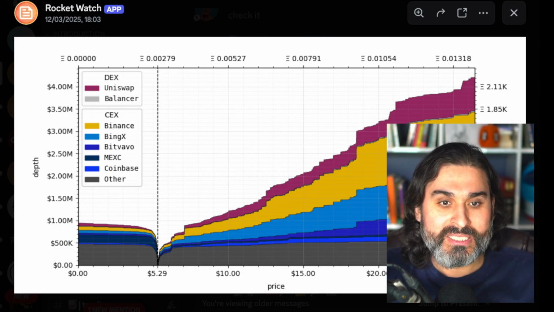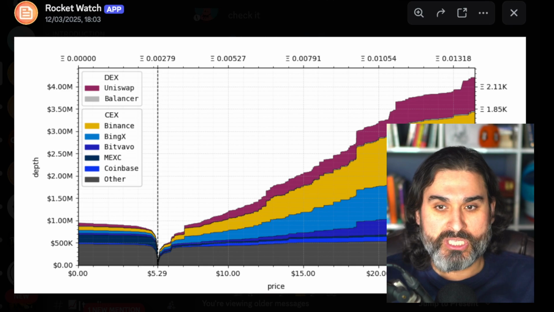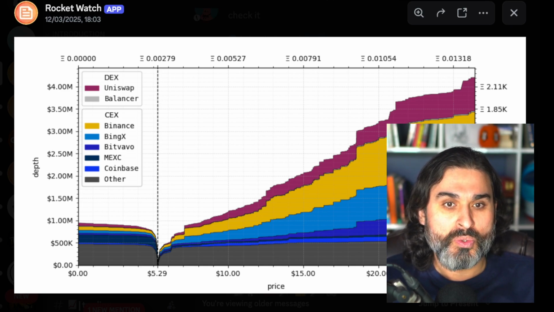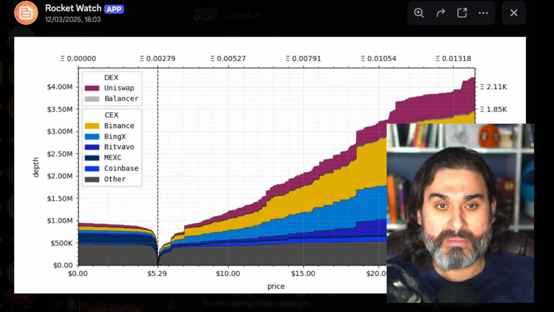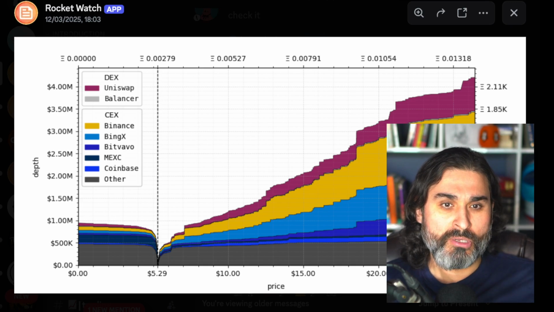So it says the current price is $5.29. Then it's got a $30 range from 0 up to $30. On the buy side, that means people who are waiting for the price to go down before they buy, there is around $1 million worth of buying waiting for that. And that is based on Uniswap, Binance, BingX, Bitvavo mostly, and then some others as well.